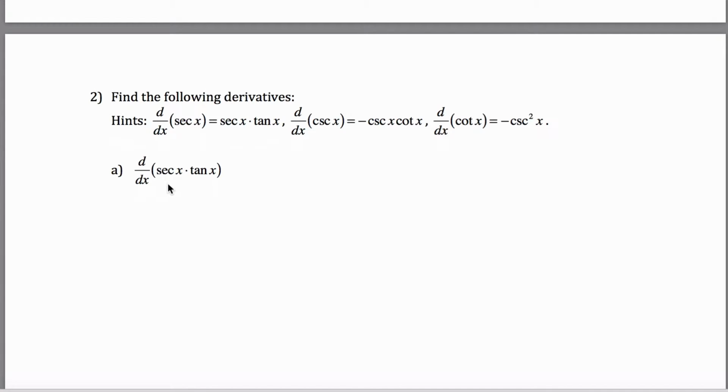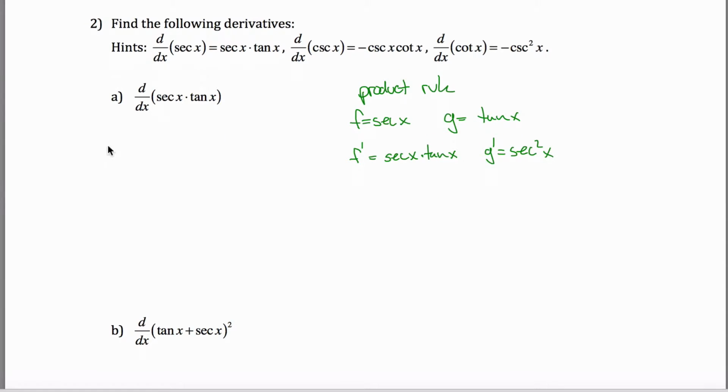So this one asks you to find the derivative of secant times tangent. And I give you the derivative of secant and then the derivative of tangent we have above. So I guess I can use the product rule. Playing the role of f is secant of x, and playing the role of g is tangent of x. And therefore f prime, the derivative of secant, is given here to be secant times tangent. And g prime, the derivative of tangent, as we saw on the previous page, was secant squared.